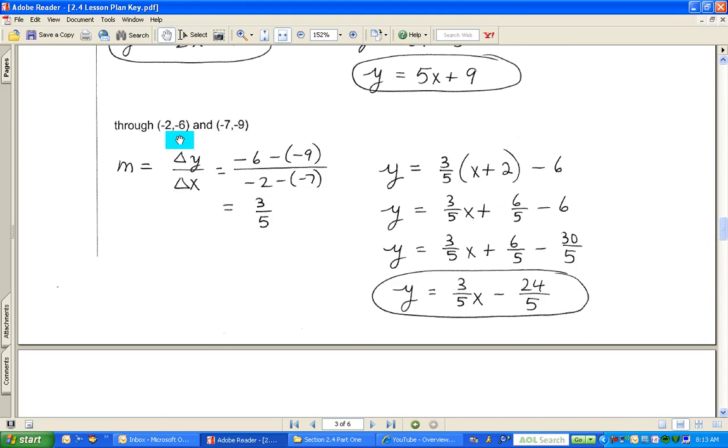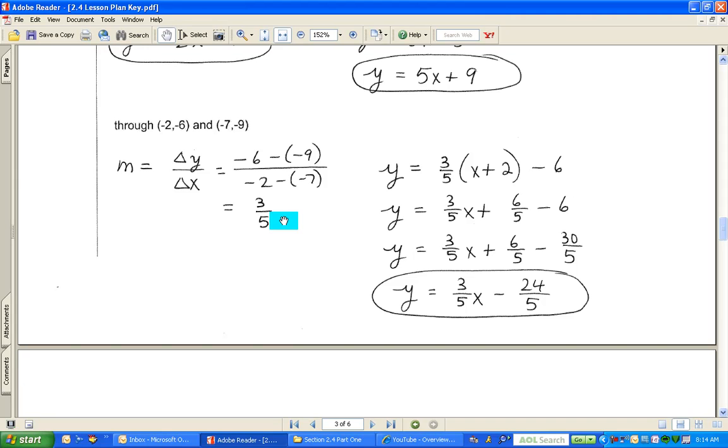Now here we've got a lot of work. -2, -6 is one point, -7, -9 is another point. Change in y over change in x, we need to find the slope. So -6 minus a -9 goes on the top. -2 minus a -7 on the bottom. Always use those parens when you're plugging in after a minus so you don't mess up your sign. And this becomes 3/5. So we know that the slope is 3/5.